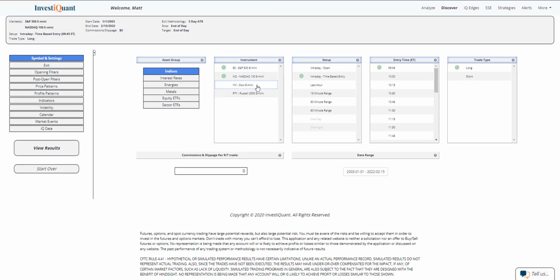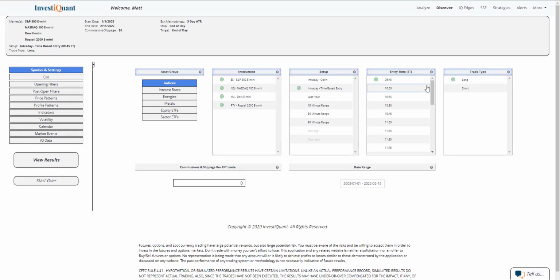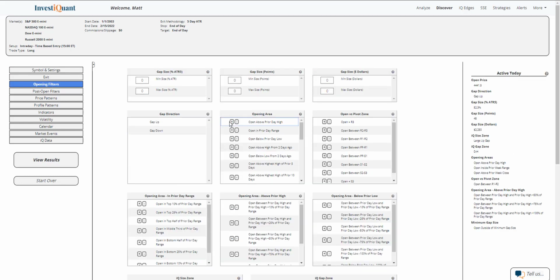Let me go ahead and get this set up. I've got all four instruments selected. The setup is going to be based upon entering the market long at 3 p.m. Eastern Time and exiting at 4:15 p.m. Eastern Time. Now this morning we gapped up above the prior day high.